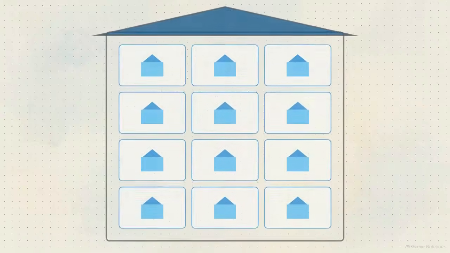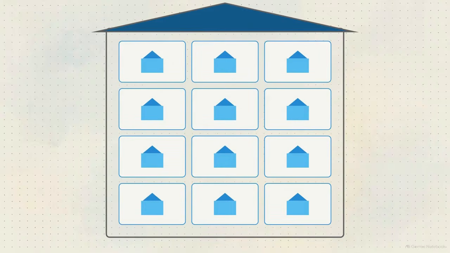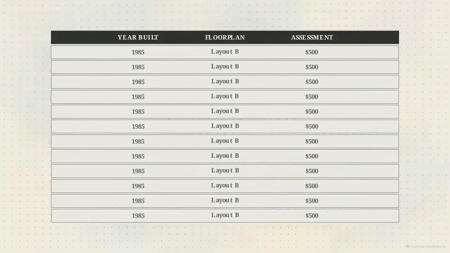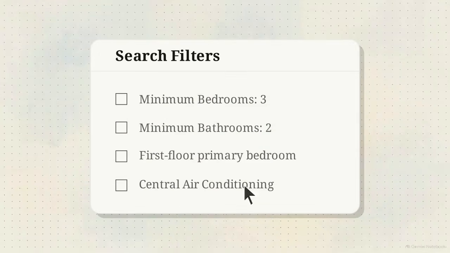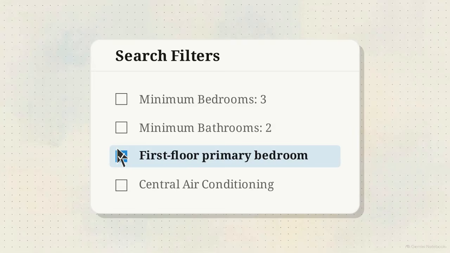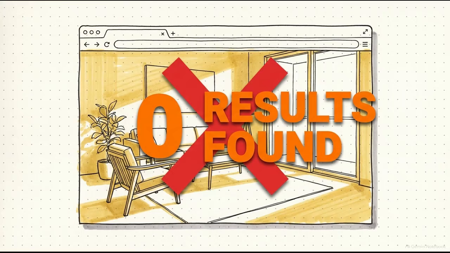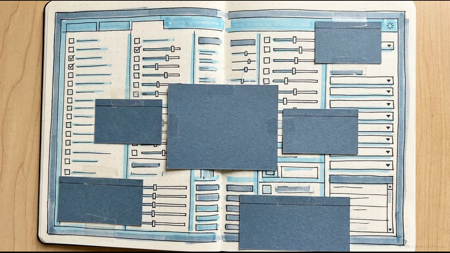In a typical condo association, this data is uniform. Every unit populates with identical data tags for the year built, floor plan code, and monthly assessment. Viewed through this digital lens, the individual homes disappear. They become indistinguishable rows of uniform data. If a buyer filters their search for a specific feature, like a first-floor primary bedroom, and that field is empty or missing from the system, the property becomes invisible. It doesn't matter how beautiful the home is if it never appears in the results. These structured fields serve as a hard filter. They determine whether a listing exists in the buyer's world at all.